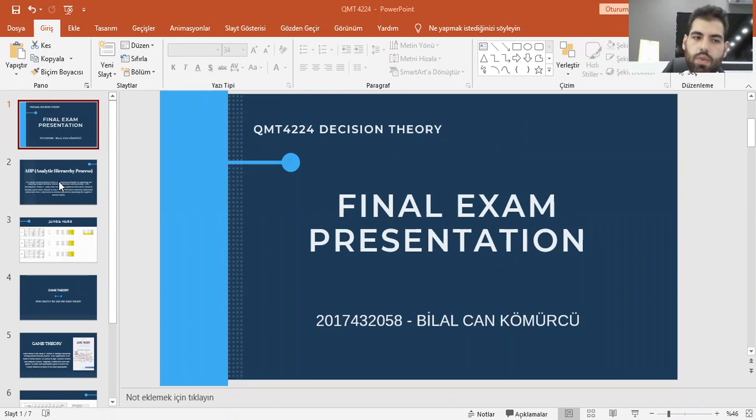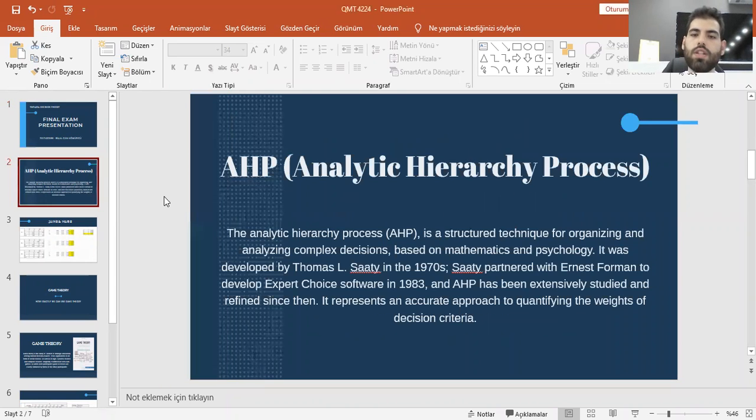Inside of that presentation, we have two questions. One is about the analytic hierarchy process, and the other one is about game theory. First, I want to start with my first question, which is about the analytic hierarchy, and I want to talk about the analytic hierarchy first.